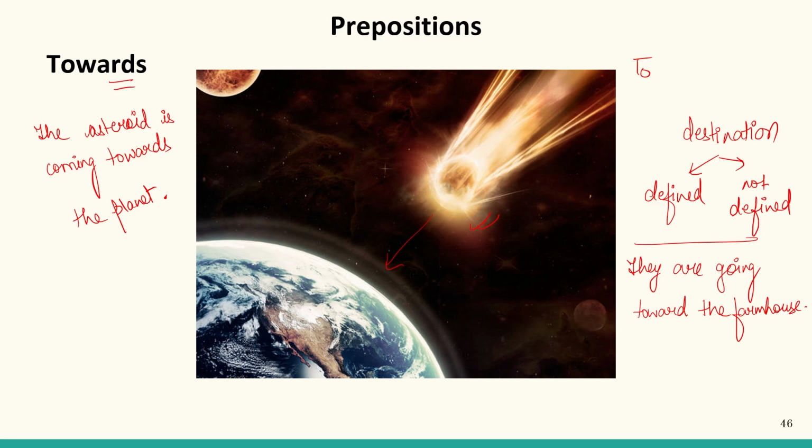Because when something is not close to that point, we cannot conclude that it is going to that position. I saw him going towards the bank. Maybe he did not go to the bank. Maybe he went to some other place. So towards is just in the direction of something, not exactly at the defined destination. But if something reaches or is going to a particular, defined destination, there we use the preposition to.